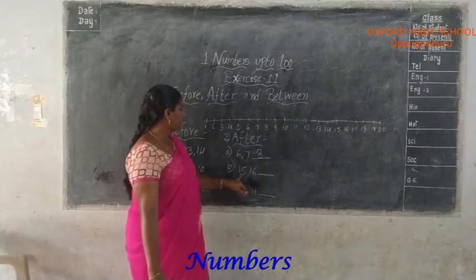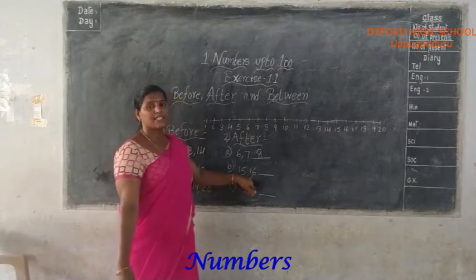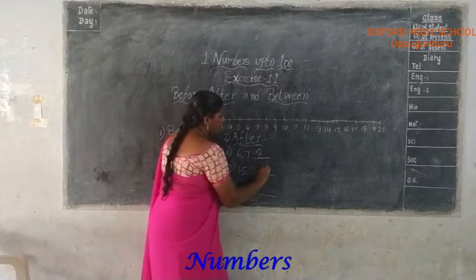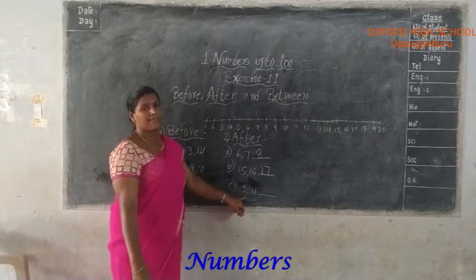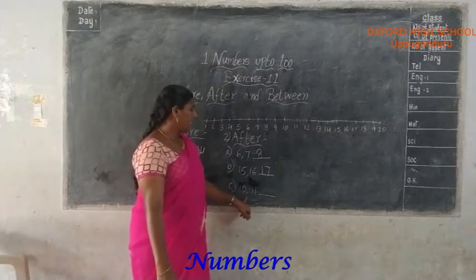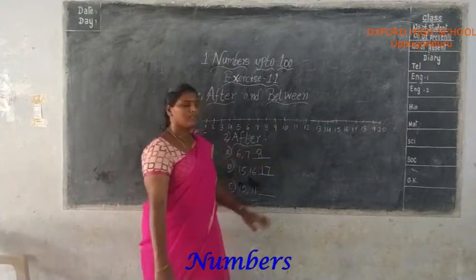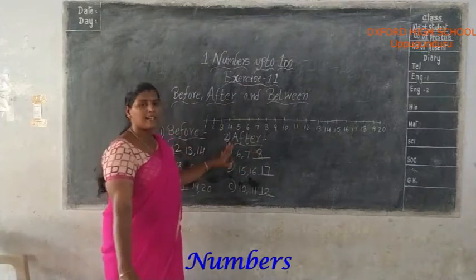Next, 15 and 16. After 15 and 16, what number is there? 17. Next, here 10 and 11. After 10 and 11, which number is there? 12. Okay, these are examples for after.